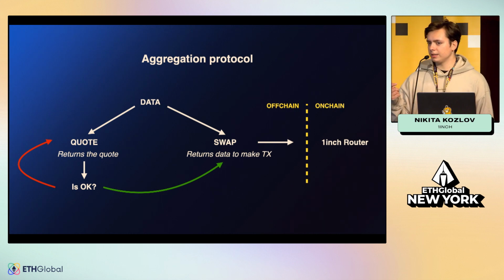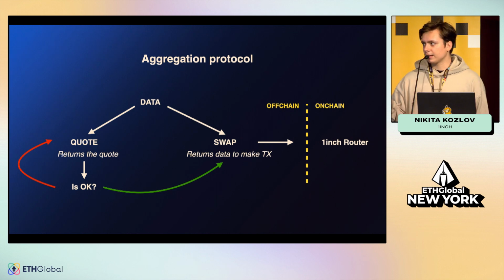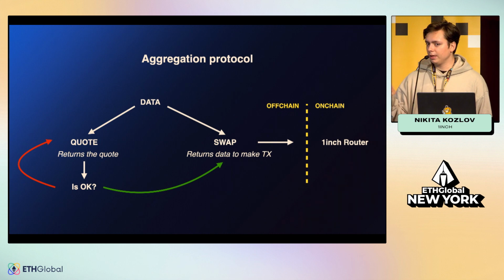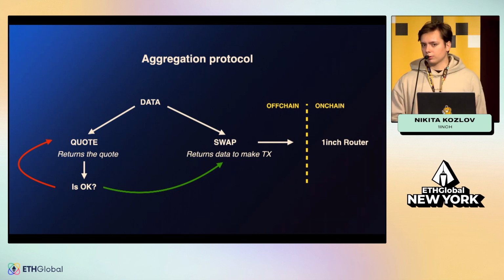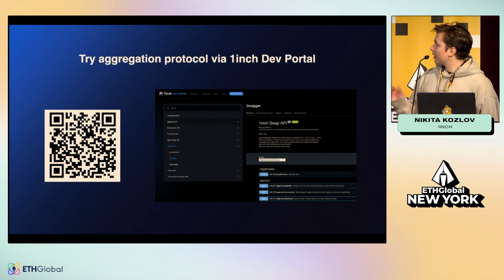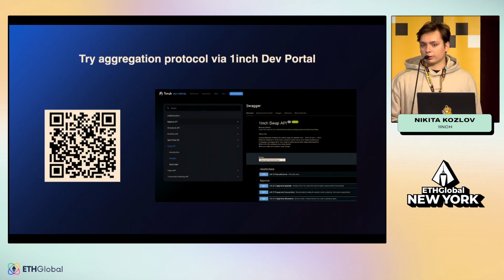If you're okay with the returned amount that you will get, you continue and call another handle called swap, which will build the call data that you need to execute from your own address, your own wallet, by calling the 1inch router smart contract directly. So you can try the aggregation protocol via the 1inch developer portal instantly right now.